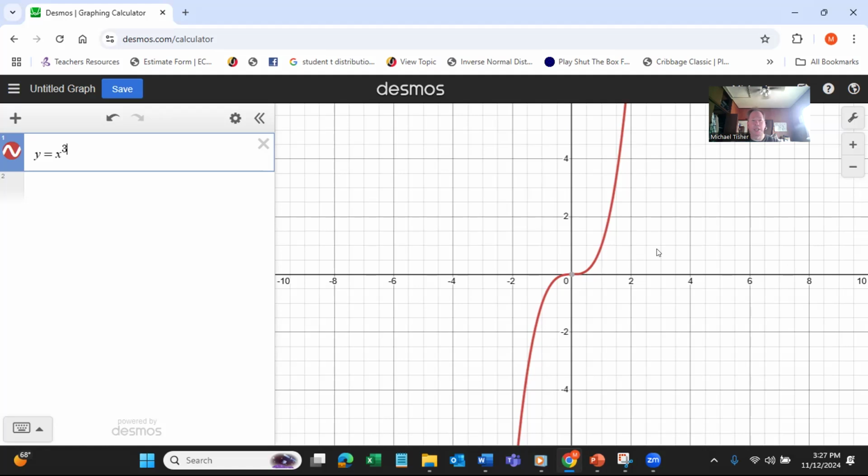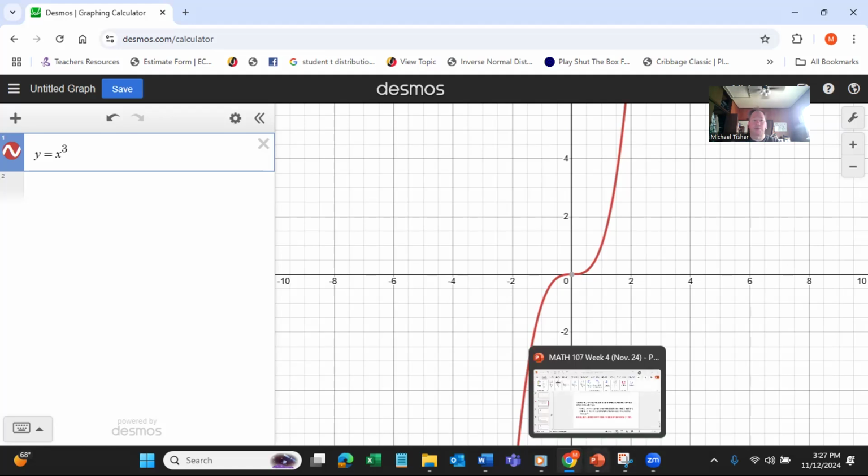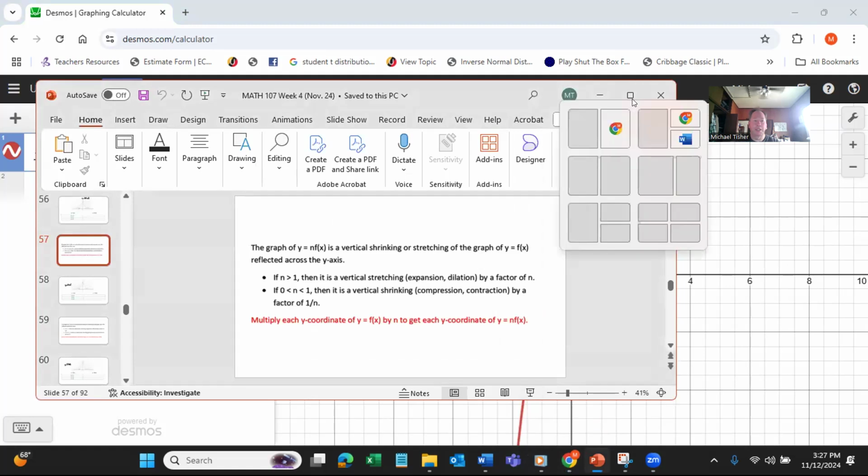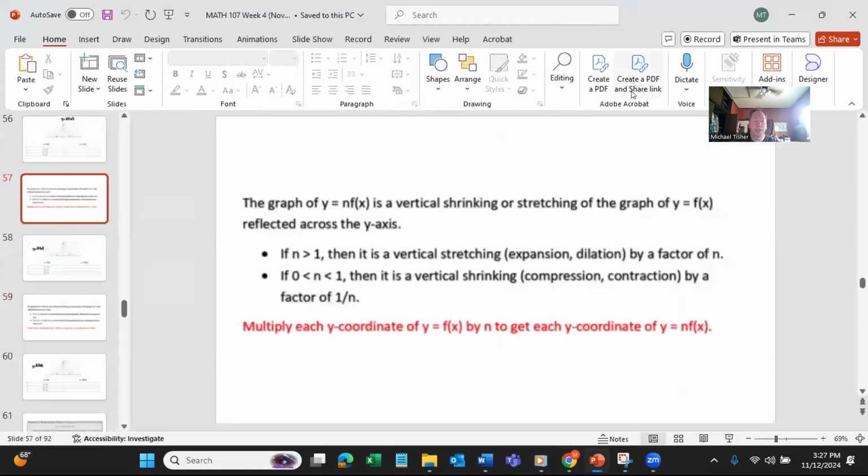And so what we're doing is called a transformation. And to do this, we need to find a function that's a suitable transformation for y equals x cubed. To do that, we can use some information in this PowerPoint file. And according to this PowerPoint, the graph of y equals n f of x is a vertical shrinking or stretching of the graph of y equals f of x. So basically, when we multiply a number to a function, we get that vertical stretching.